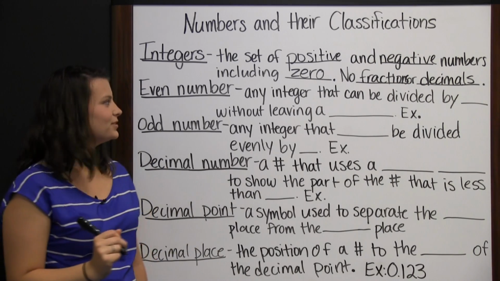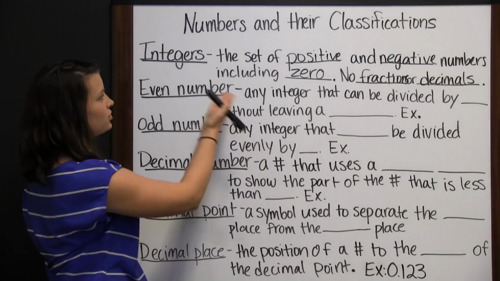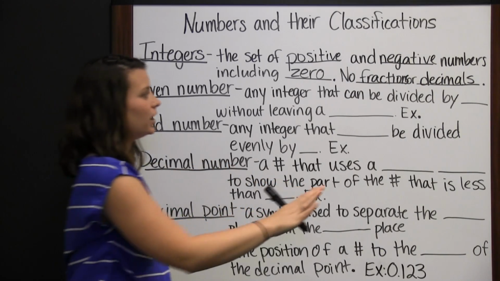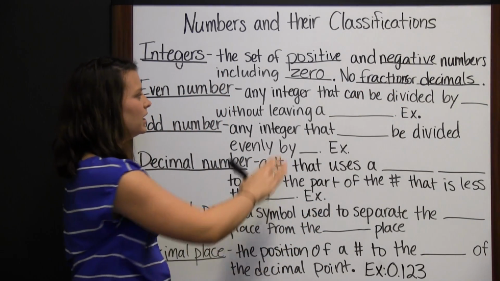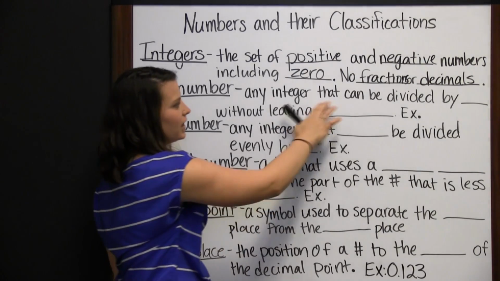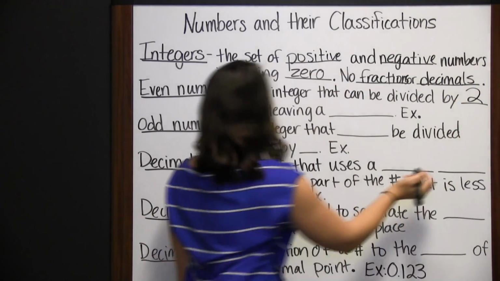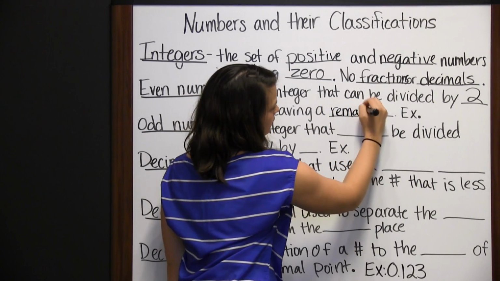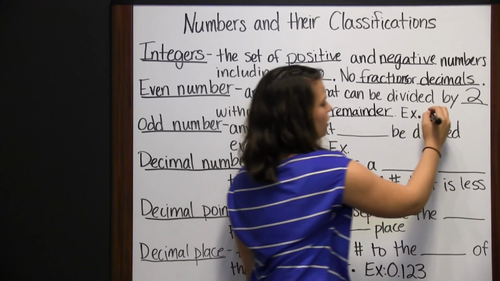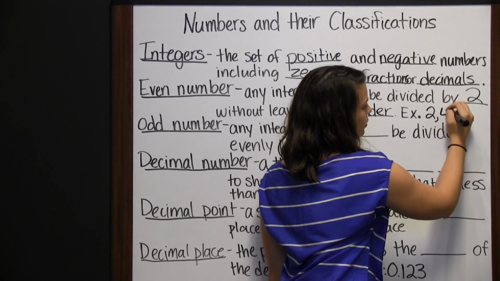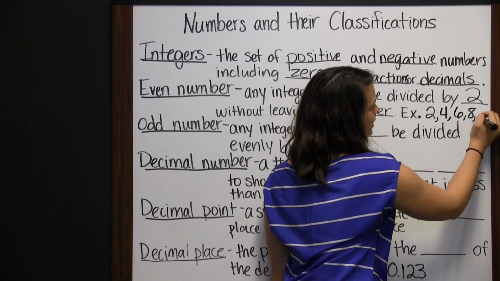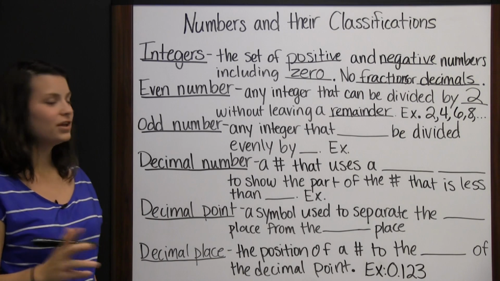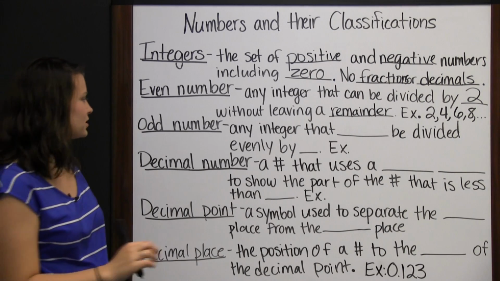Next, we have even numbers. An even number is any integer. So remember, by saying it's an integer, we're already not including fractions and decimals. So it's any integer, no fractions or decimals, that can be divided by 2 without leaving a remainder, which means we can divide it evenly. So an example of an even number would be 2, 4, 6, 8, 10, 12, 14, 16, etc. We could go on forever naming even numbers.